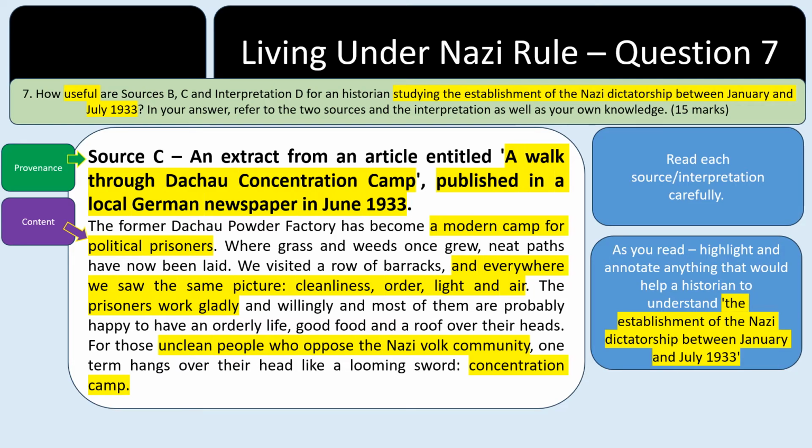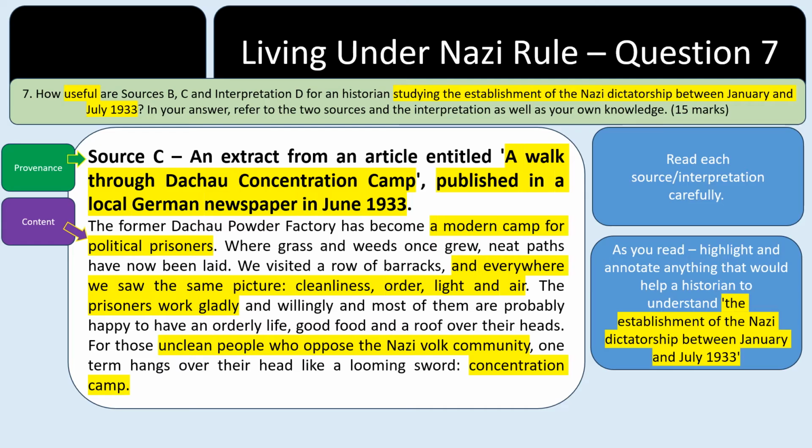So as I've read this, I've highlighted some key phrases which I may then go back and write about in my answer. And that's all about things that would help a historian to understand the establishment of the Nazi dictatorship between January and July 1933. So this one is clearly a focus on how the Nazis used concentration camps to control people and establish their dictatorship. But also we can make some conclusions about the purpose, in that they are trying to portray the concentration camps as quite different to how they actually were, which might make us conclude that they're still trying to get the support of the German people, and in fact they might not be all powerful.